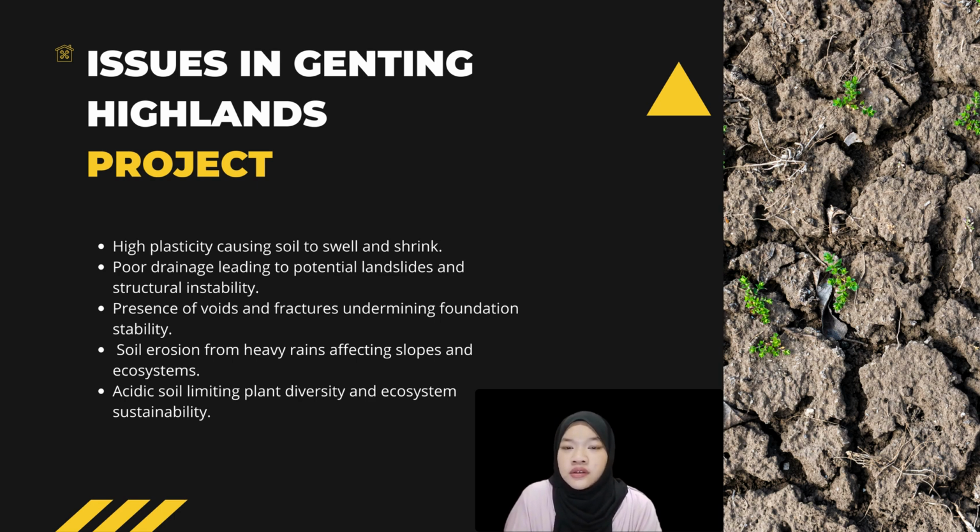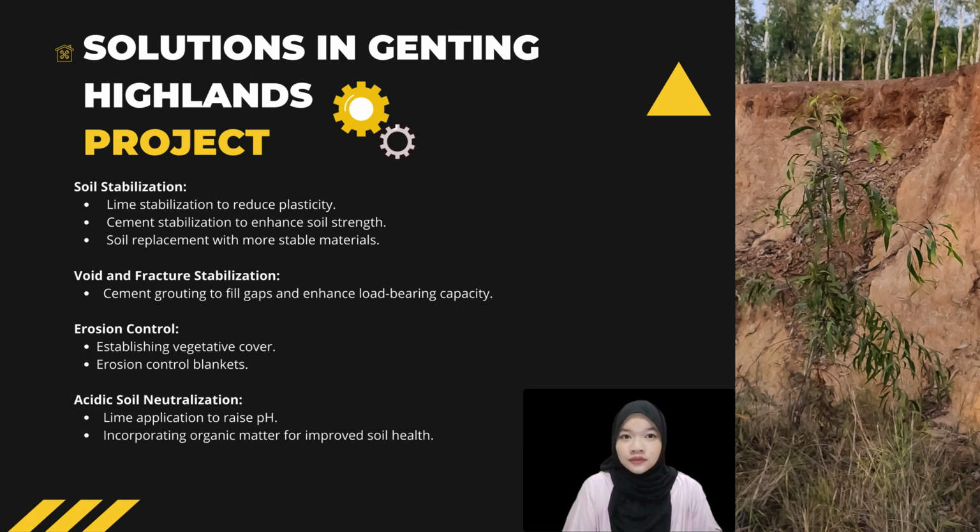Additionally, heavy rain causes soil erosion, damaging the landscape and ecosystem, while the acidic nature of the soil limits plant diversity. To address this issue, we use lime and cement stabilization to reduce plasticity and increase soil strength. In severe cases, we replace problematic clay soil with more stable materials. Cement grouting fills voids, stabilizing the ground. For erosion control, we establish vegetative cover and use terracing and erosion control blankets. To neutralize soil acidity, applying lime and incorporating organic matter can improve soil health and plant diversity.